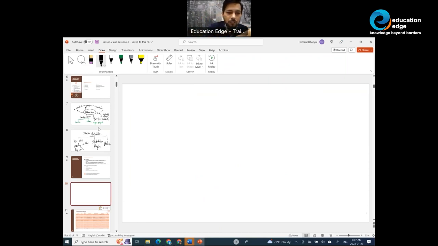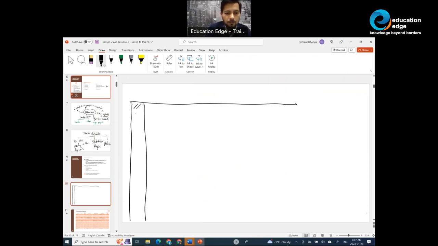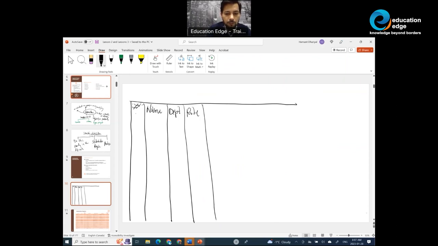So how does a stakeholder register look? Let's take a look at that. So a stakeholder register is more like a spreadsheet. Contains the number, the name of the stakeholder. It could contain the department they belong to. It could contain the role and responsibility of the stakeholders. It could also contain their expectations. This is good information, right? This is all good information.